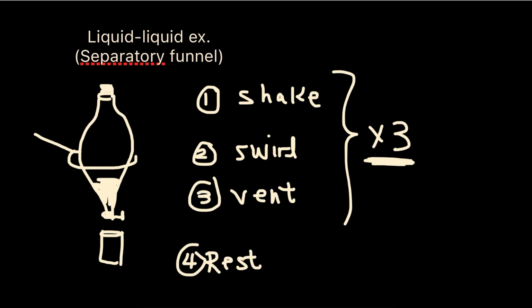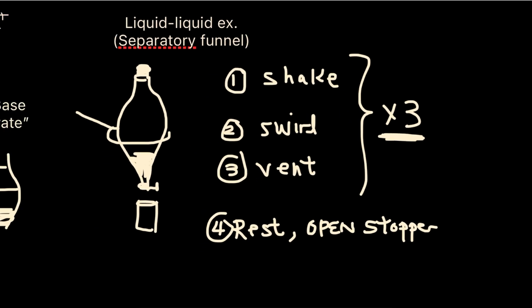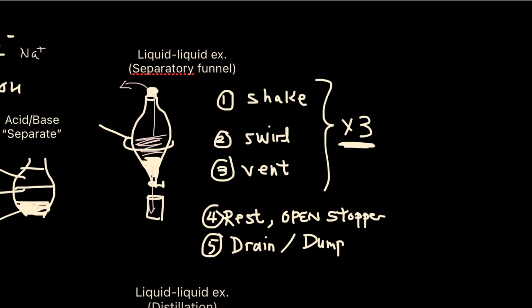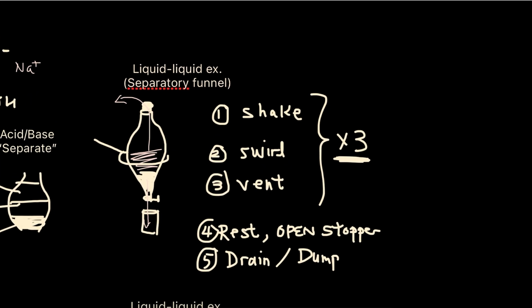for the separation to occur, making sure to open the stopper, otherwise the separation is not going to happen. So this is a stopper. And when you see the separation has occurred, you will drain it, but you only drain the bottom layer. The top layer, you dump it out. So the bottom comes out by draining, while the top layer goes out this way into another beaker. Okay, so that's how you use a separatory funnel.